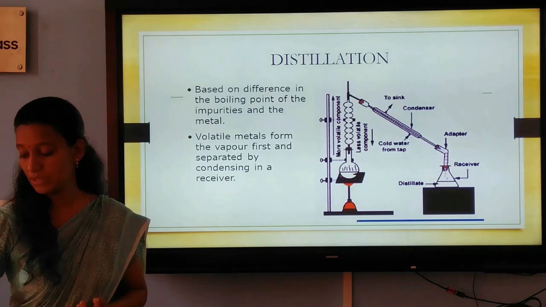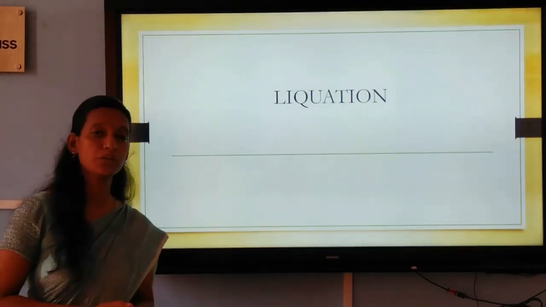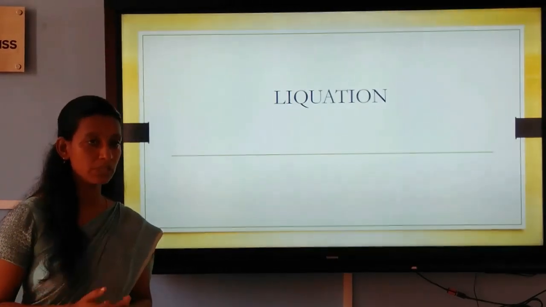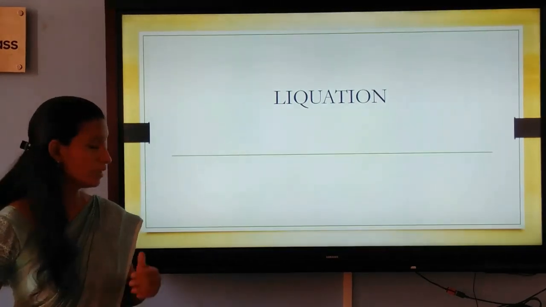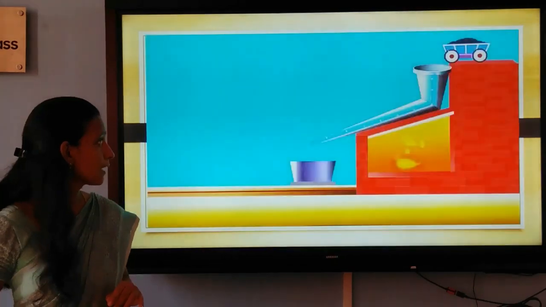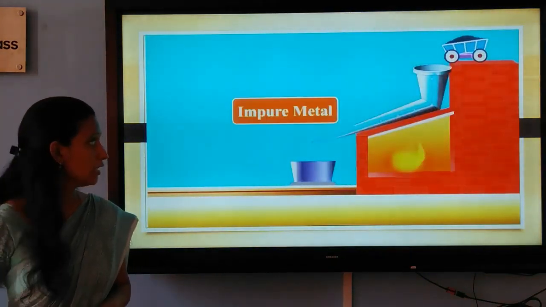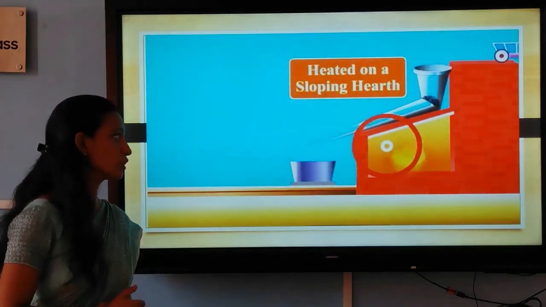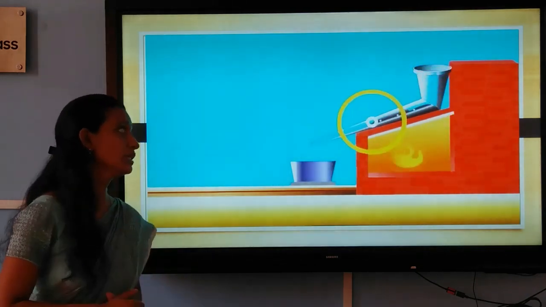Another method that can be adopted is called liquation. Now, liquation is generally adopted when the metal has a low melting point when compared to the impurity. The crude metal here is kept on top of a sloping hearth and it is heated so that the metal that has a low melting point starts melting and it gradually flows down, whereas the impurity is held up on the sloping hearth.